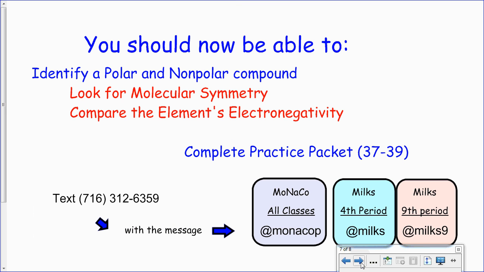So at this point, you should have a basic understanding of how to look for molecular symmetry and how to compare the elements' electronegativities in order to maybe see which direction the electrons are being pulled in. So we're going to have a little bit of practice in class about that. It's page 37 to 39. And I hope that you understand a little bit of symmetry here.